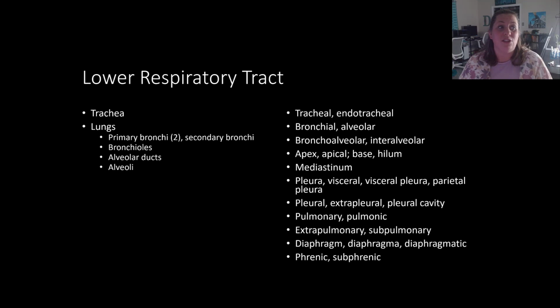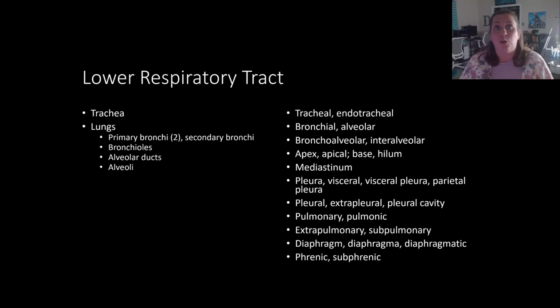This gas exchange occurs at the alveolar ducts or at the alveoli structures. These are the sacs that are like little balloons that blow up when you breathe in, and they come in close contact with the blood capillaries to allow for the exchange of gases. So when we're talking about this, we have bronchial, alveolar, and bronchioalveolar if you're talking about where the bronchi and alveoli come together. You have the apex we talked about with apical, and the base.